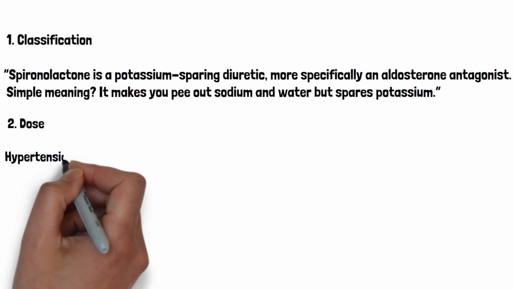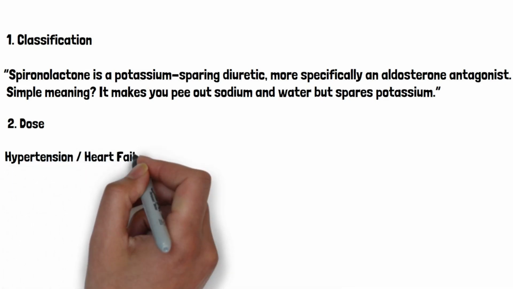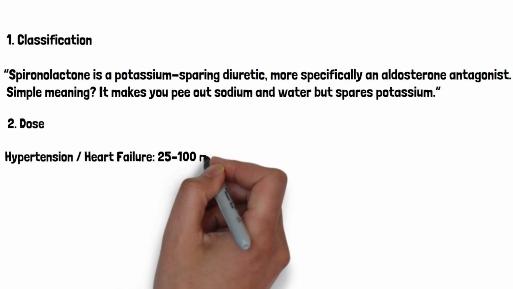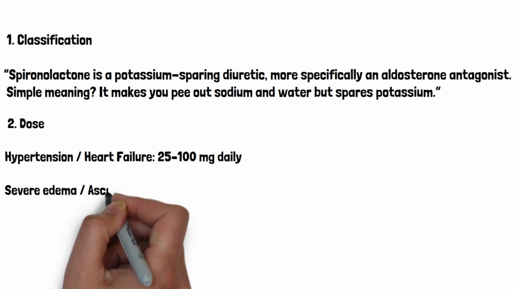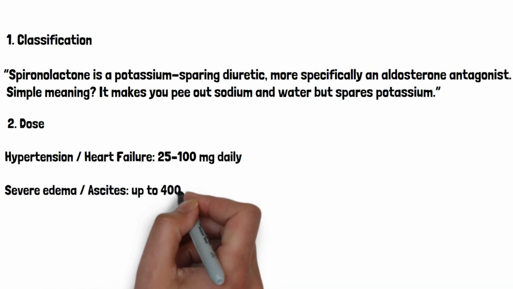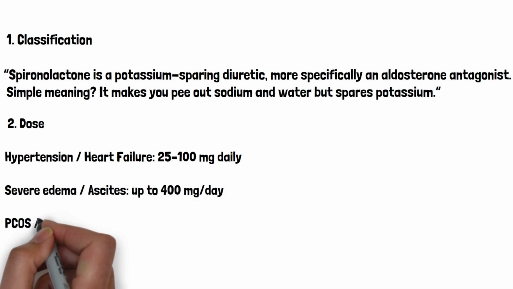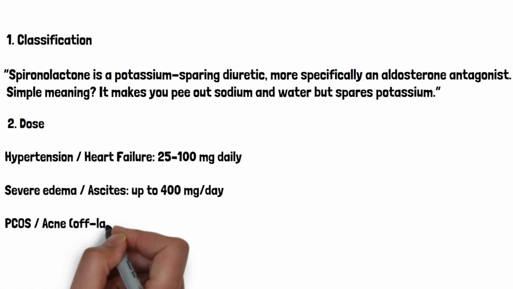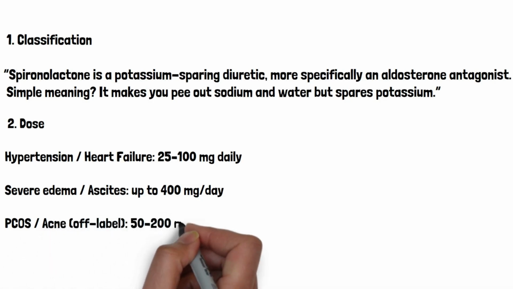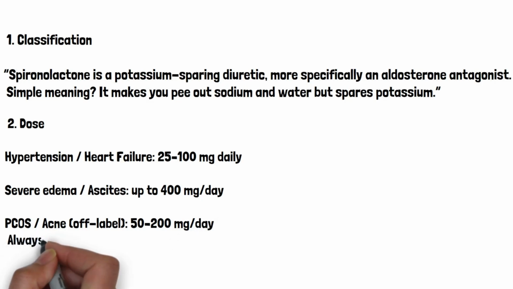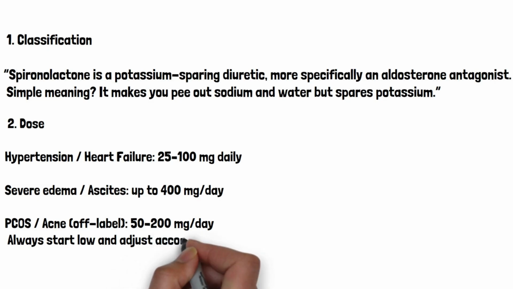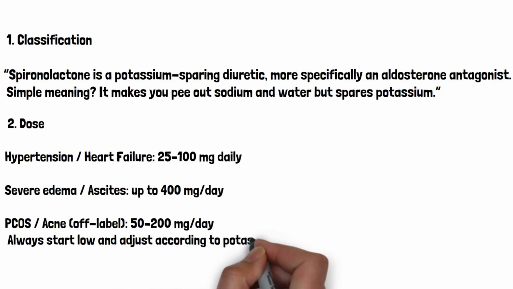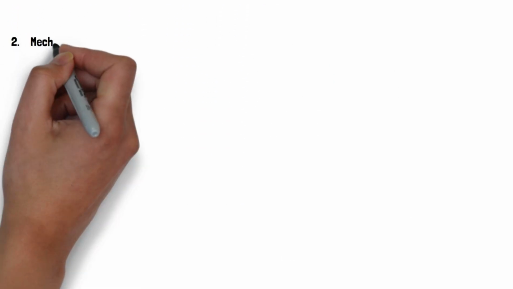Now let's talk about the dose, which is very important in exams. For hypertension or heart failure, usually 25 to 100 milligrams per day. For severe edema or ascites, can be increased up to 400 milligrams per day. For primary aldosteronism, 100 to 400 milligrams per day. And in PCOS or acne, off-label, usually 50 to 200 milligrams per day. Always start with the lowest effective dose and monitor potassium levels carefully.